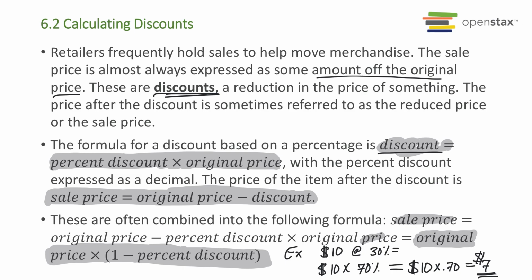Now, we could do this in multiple steps. 30% discount is going to be $3, and then we take $10 and subtract the $3, and that gives us the $7. So going to this last step, using this right here, that 1 minus percent discount, or you can think of it as 100% minus the percent discount, what that does is it cuts out that middle calculation where you have to subtract, and it does it in this one step.